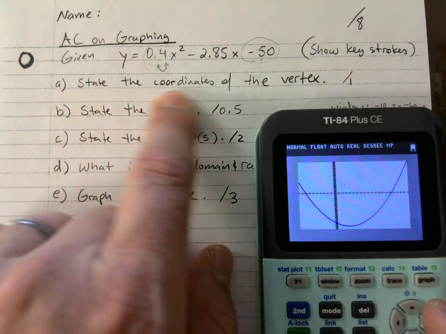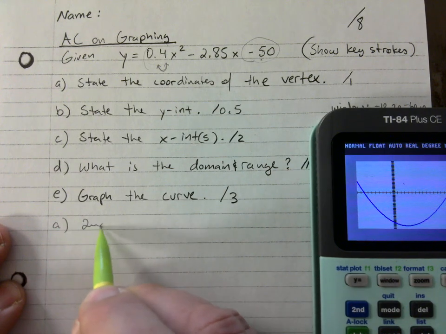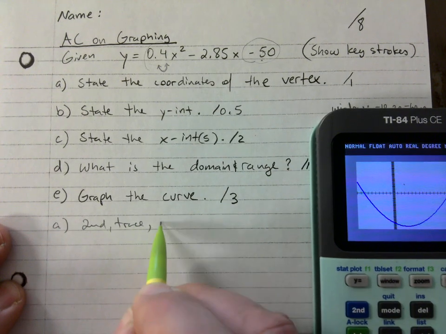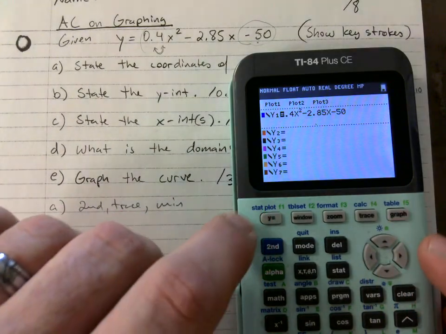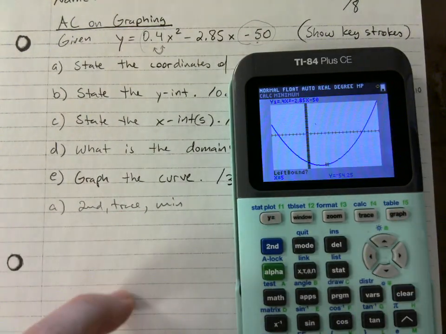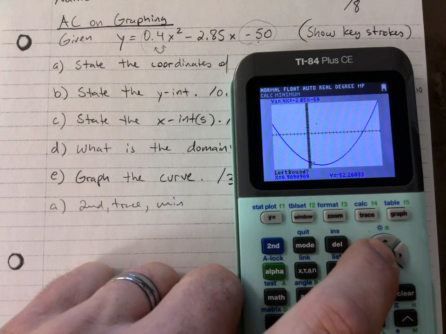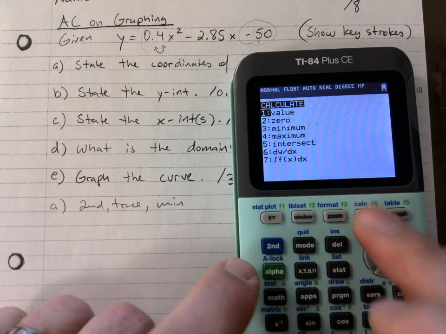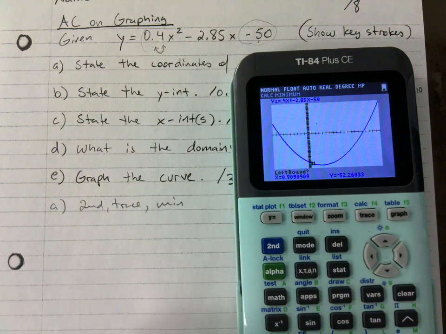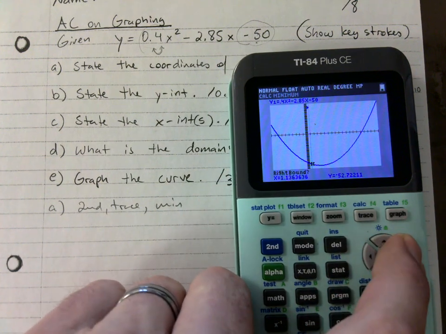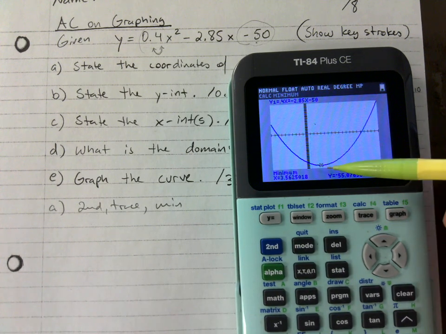State the coordinates of the vertex. We're going to go ahead and do that. Let me know what keys you're pressing. So this is second trace min. After a while, you shouldn't be pressing arrows anymore. Honestly, you go second trace, I press number 3. It's just faster. Try to speed it up, right? So left side, and then I go to the right of the vertex, and boom.